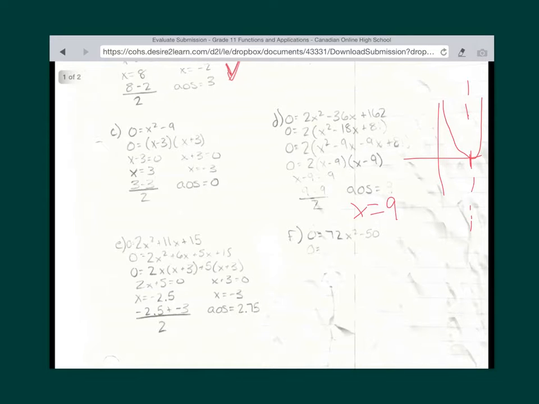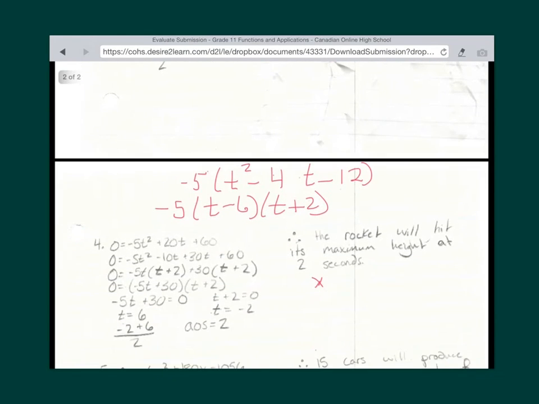I see that you've left f blank. With f, first start by taking out a common factor. 2 will work there, and you'll end up with 2 times 36x squared minus 25. Now you've got a difference of squares, 6x plus 5 and 6x minus 5. And you can take it from there to find the roots, okay?